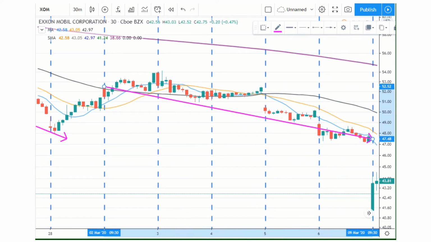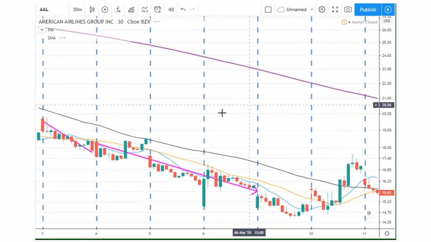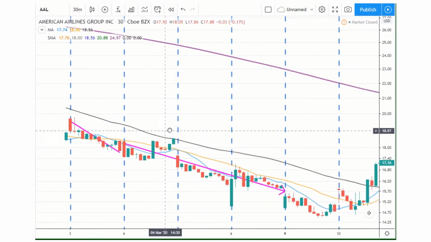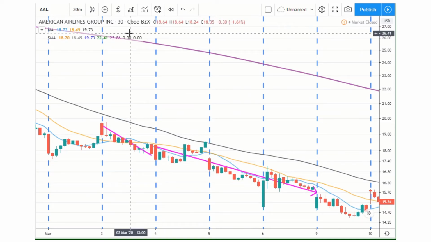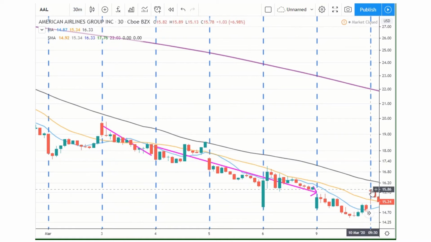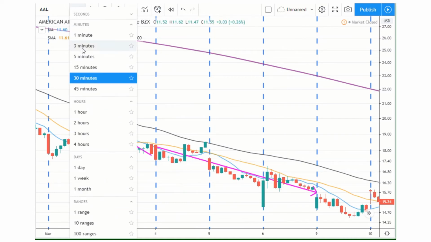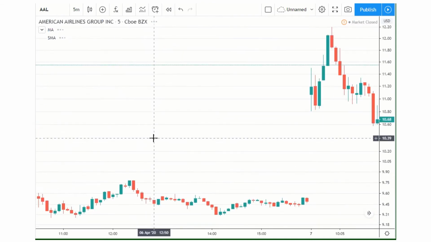Alright, so let's see if we can see some patterns here. Let's go back to American Airlines. Actually, let's look at the time frames, because that's what we're here for anyway. The 30-minute time frame, we saw what it looked like, 30-minute increments, and you see the information that you get. Let's go look at 5-minute increments.